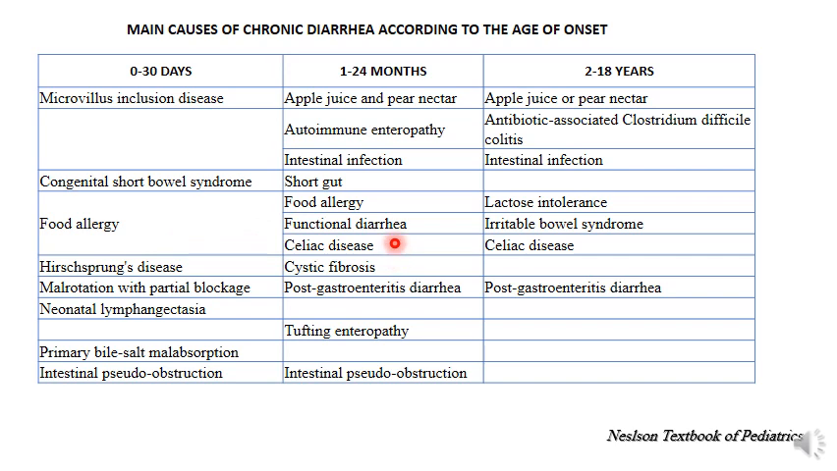So here in children 2 years and less, you keep in mind functional diarrhea, food allergy, and celiac disease, or cystic fibrosis if there is any recurrent chest infection.